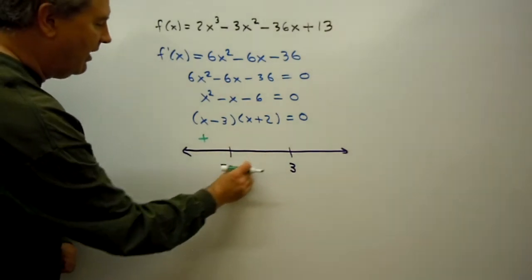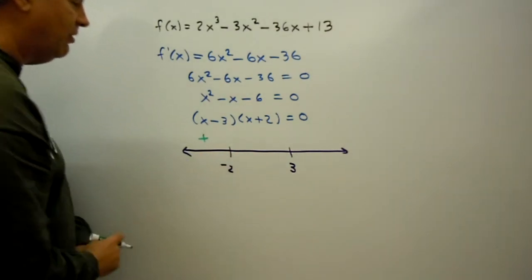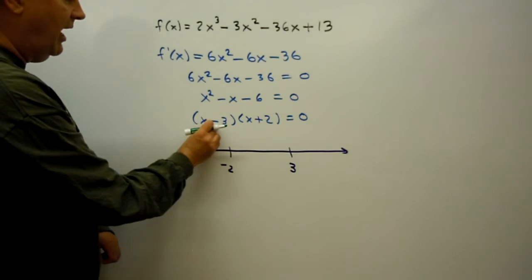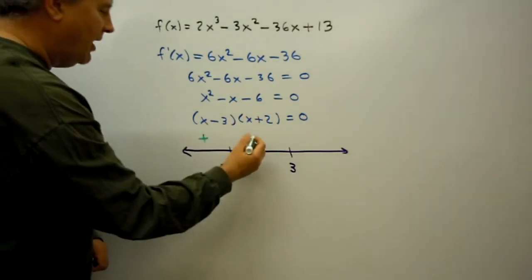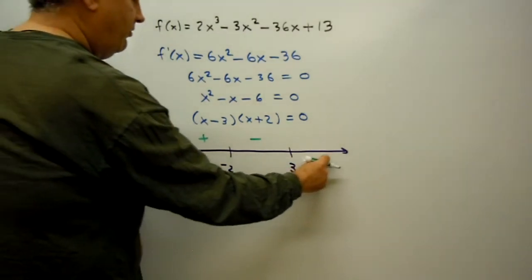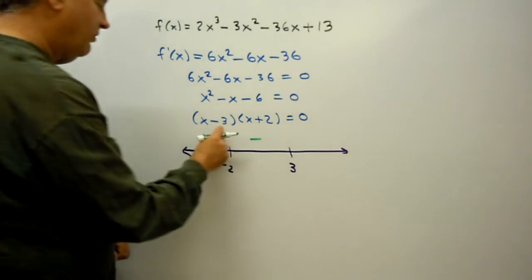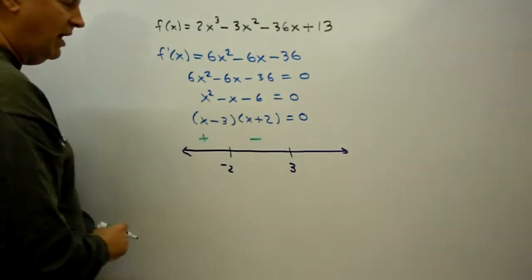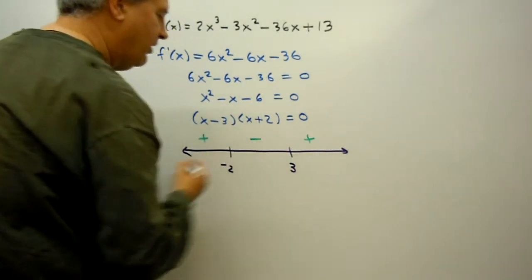Thinking of any value between negative 2 and 3, like 0 for instance, we would have negative times positive, giving us negative everywhere on that interval for the first derivative. And then for any values greater than 3, like 5 for instance, we would get positive times positive, which is positive.